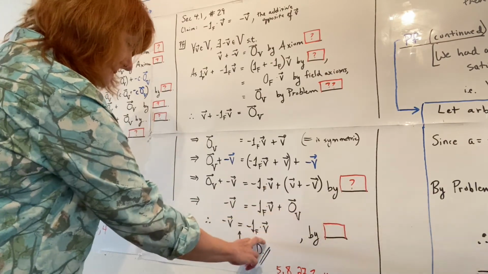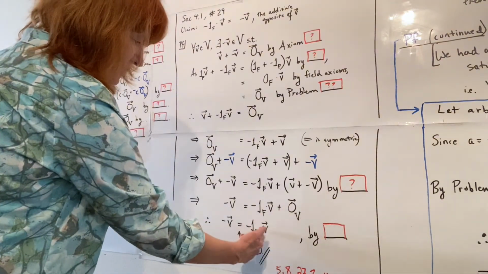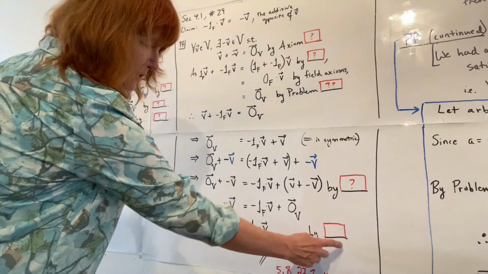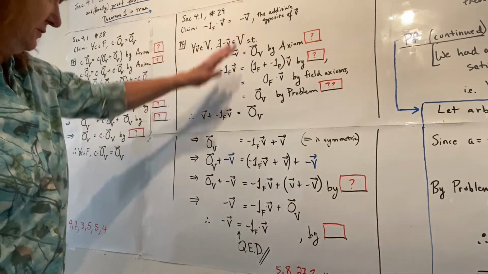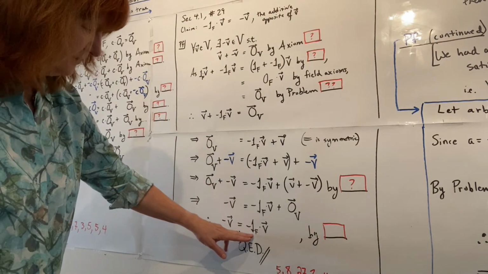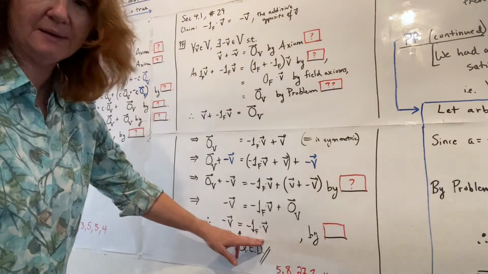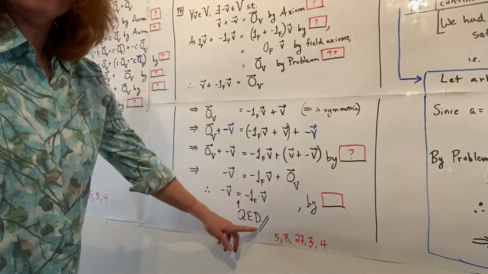And why is this this? Oh, because I just add the 0 vector. And so that doesn't change the thing. That's axiom, you fill in the blank. Well, this statement is exactly what we wanted to prove. That the additive opposite of a vector is the same thing as -1 from the field scalar multiplied by the vector. QED, quod est demonstratum.